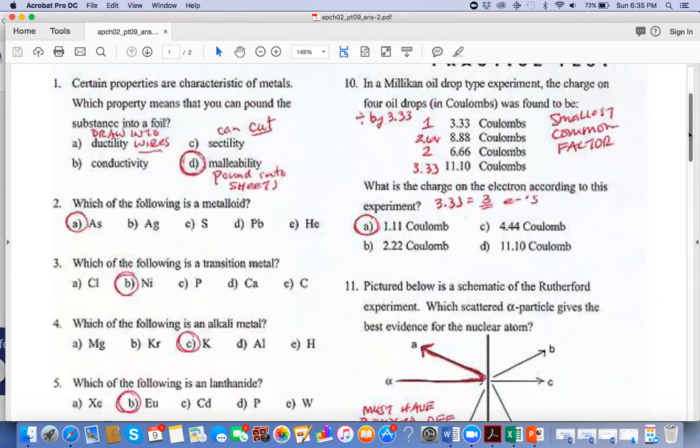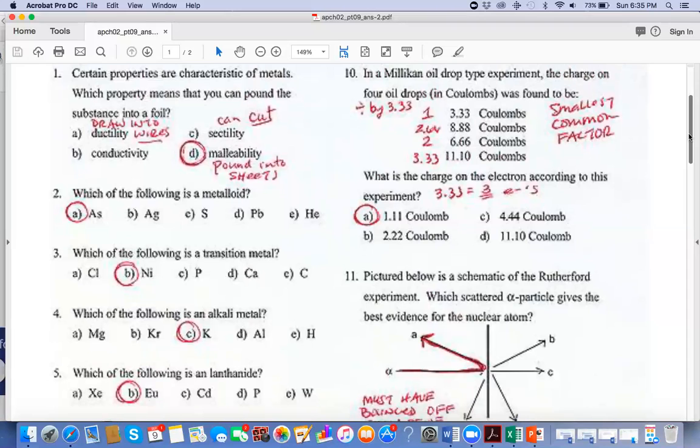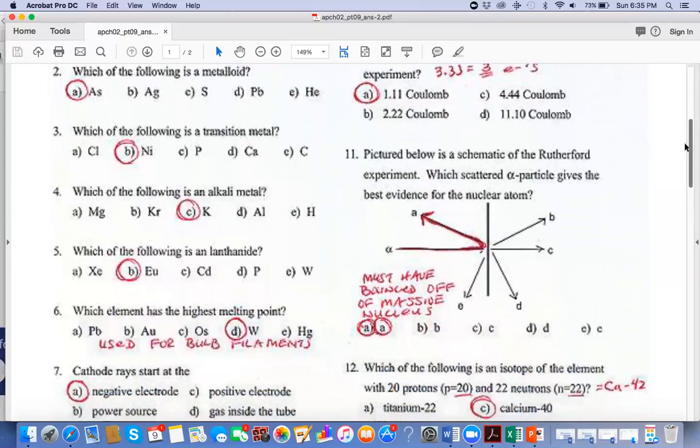If we're looking at number 10, the Millikan oil drop experiment, the charge on 4 oil drops in coulombs was found to be, so we have to figure out the smallest common factor. So we have to divide each of these by 3.33. So 3.33 divided by 3.33 is 1, 8.88 divided by 3.33 is 2.6 or so, 6.66 divided by 3.33 is 2, 11.10 divided by 3.33. So we know that there's 3 electrons, so that's the charge. According to this experiment, it is 1.11 coulombs.